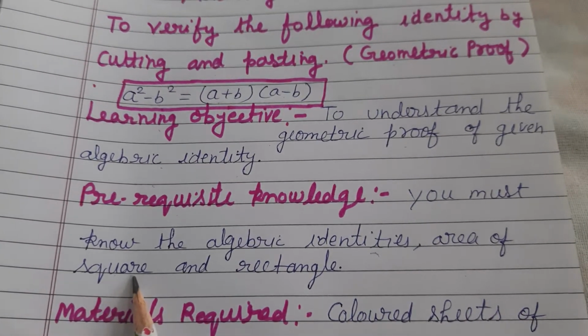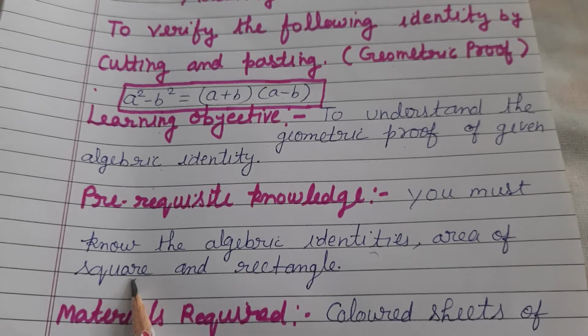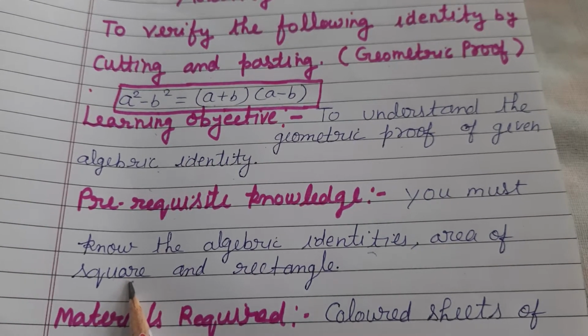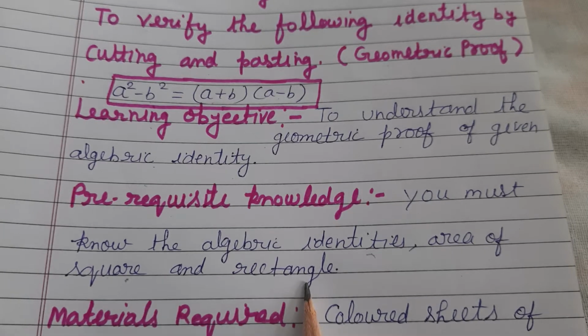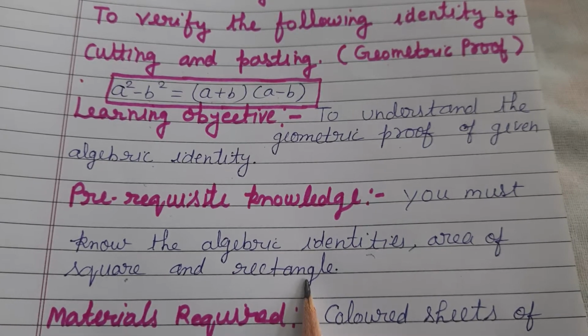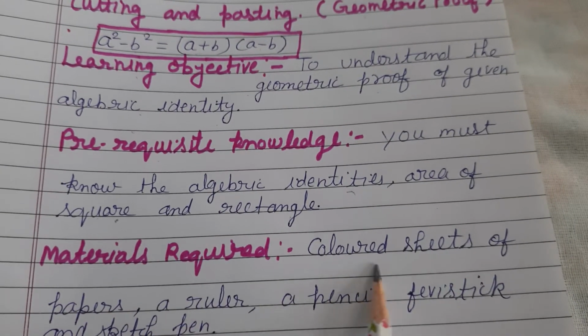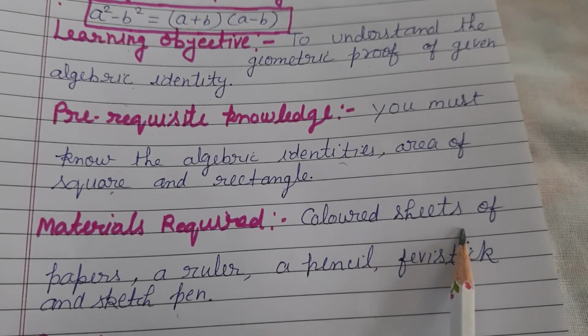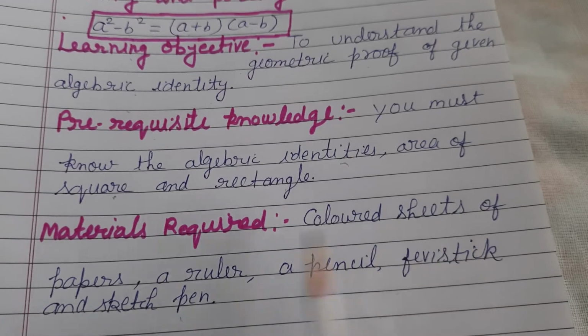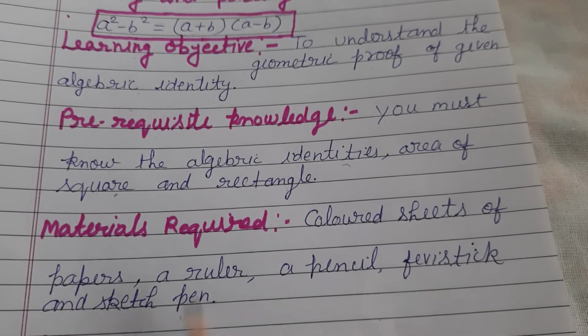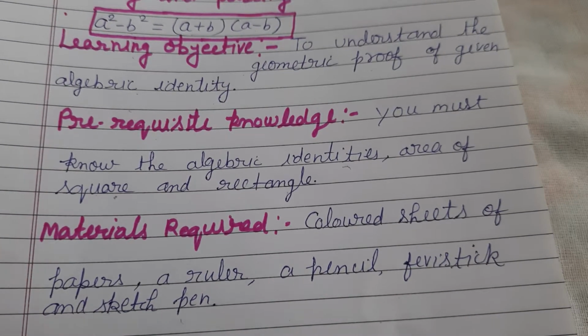As you know, the area of the square is the square of the side. And area of rectangle is length into breadth. Now the material required is a color sheet of paper. If you don't have color sheet of paper, you can take white paper, a ruler, a pencil, fabric and a sketch pen. Now we start the procedure.